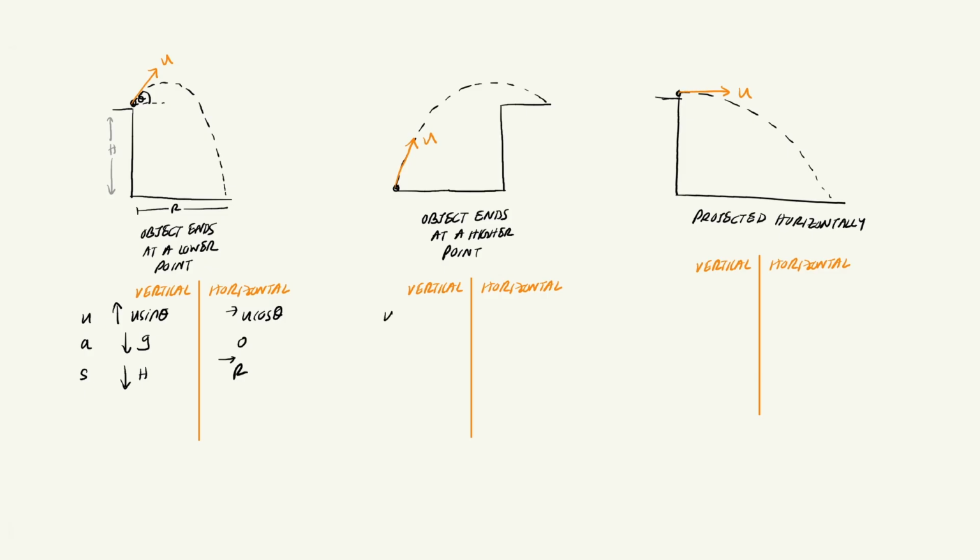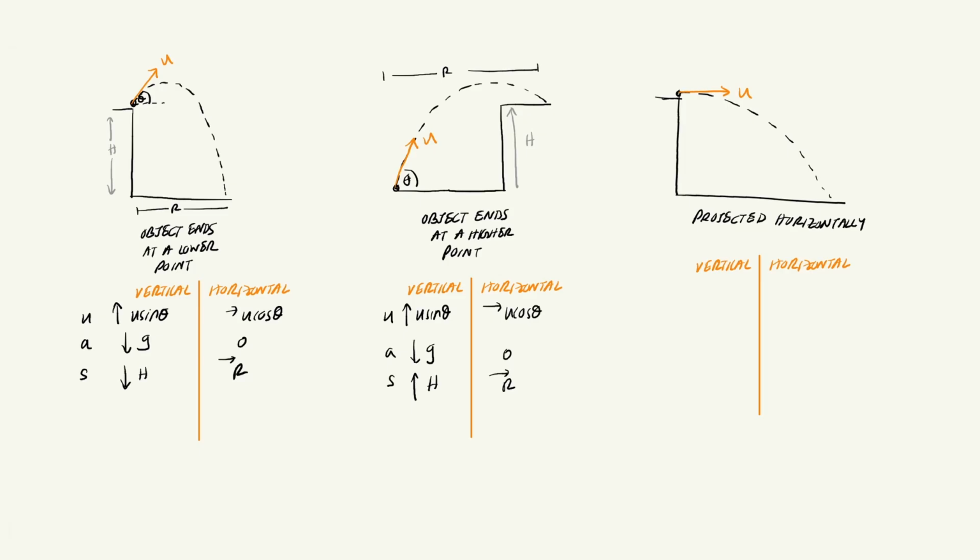Case 2. If the object ends at a higher point. Here it's the reverse. The object launches from ground level and lands somewhere higher, on a raised platform. The overall vertical displacement is upward. Vertical. Initial velocity is u sine theta, upward. Acceleration is g, downward, exactly as always. Displacement is h, but this time upward. Horizontal. Initial velocity is u cosine theta. Acceleration is 0. Displacement is r.